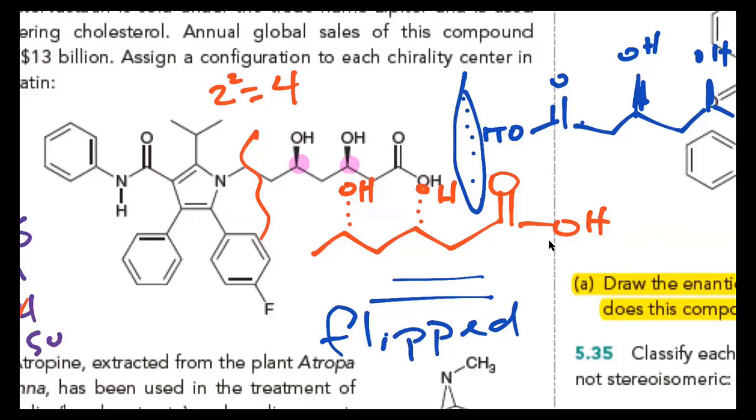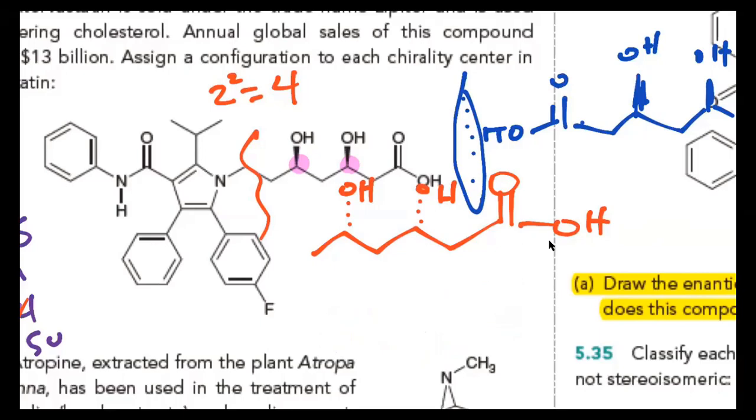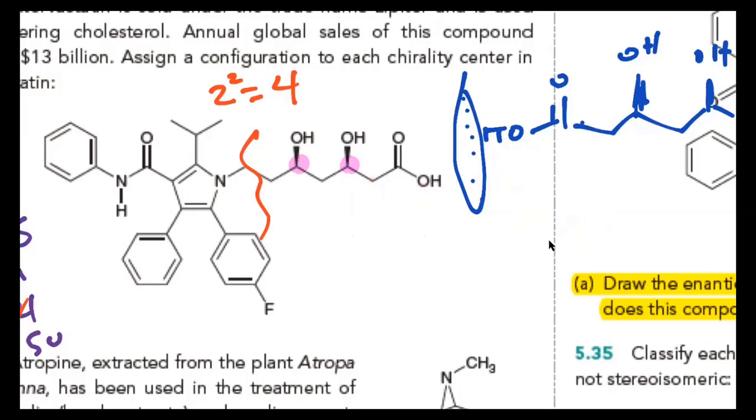So I got 2 of my 4 stereoisomers knocked out. The other 2 are not going to be enantiomers like the original. Can I erase the red one? All right, I'm going to erase the red one. Now we're going to talk about these other 2 stereoisomers. Make sure I got enough carbon.